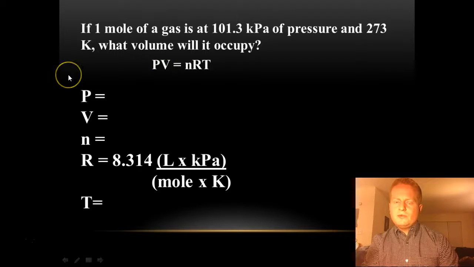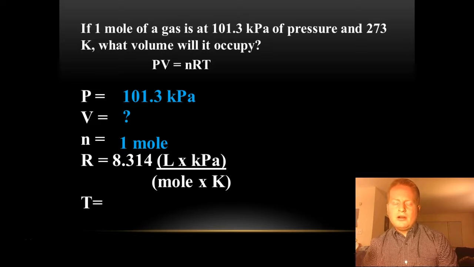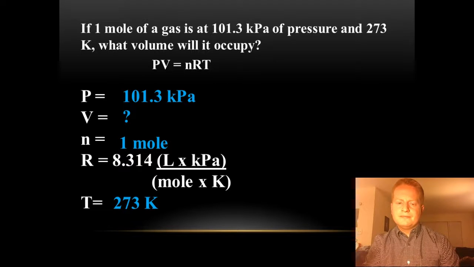So first we're going to find our pressure. In this case, that's 101.3 kPa. So we enter that in. What's our volume for this problem? Well, we don't know what the volume is, and so we're going to leave that a question mark for now. What is our n value? What does n stand for again? Well, n is the number of moles, and the problem says 1 mole, so we're going to put in 1 mole for that. R is again a constant, in this case 8.314. And our temperature, what's that going to be for this problem? 273 Kelvin.